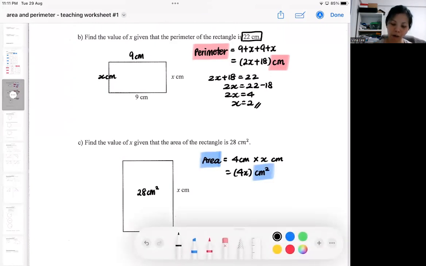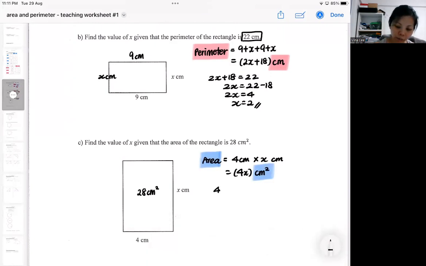And the algebra, I'm going to let the algebra be 28. The 28 is given to you. Then from there, you do a normal linear equation. So that's how you find your x. So if they gave you area, you do your algebra in area first. If they gave you perimeter, you do the perimeter in algebra.